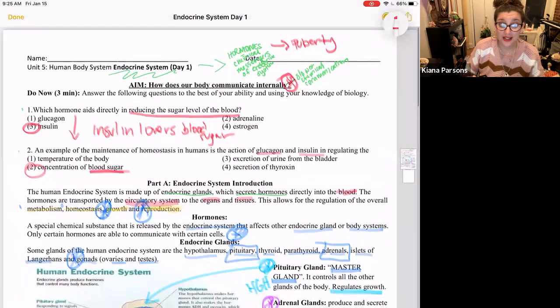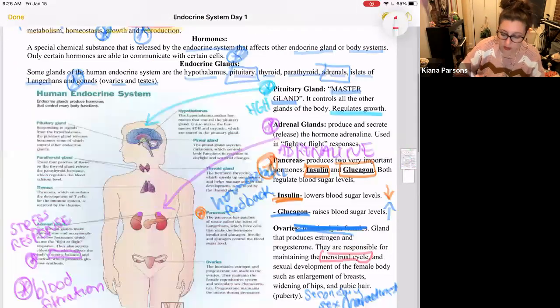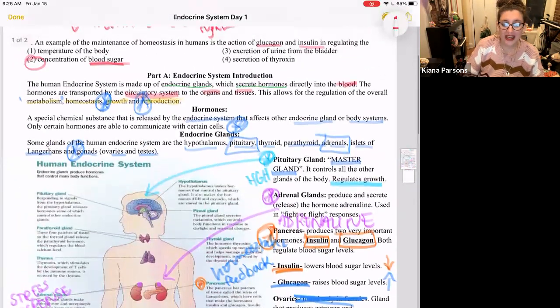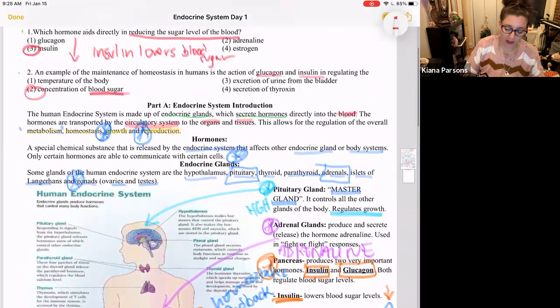You guys may have noticed that the only 2 questions you have to answer are 1 and 2. However, these are important notes for you to have on the endocrine system. So I hope that you read them all along with me.